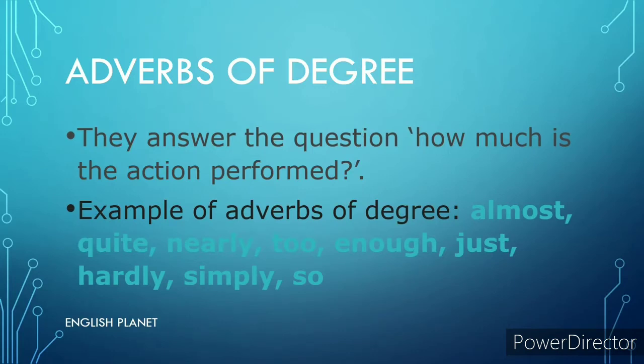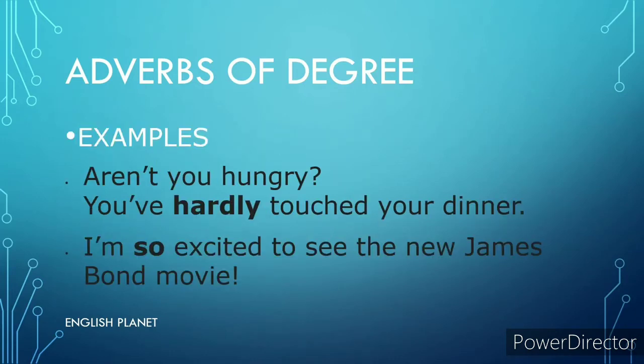Next one is adverbs of degree. Here they ask the question how much is the action performed? How much? So you have to ask the question how much in order to find the adverbs of degree. Some of the examples of adverbs of degree are almost, quite, nearly, too, and so on. Let's have a look at the examples.